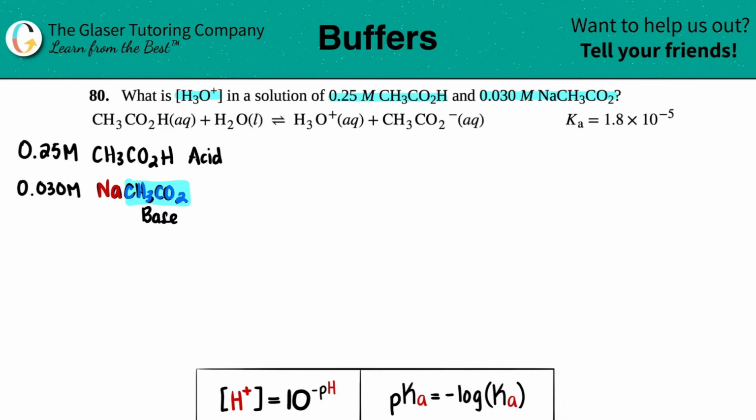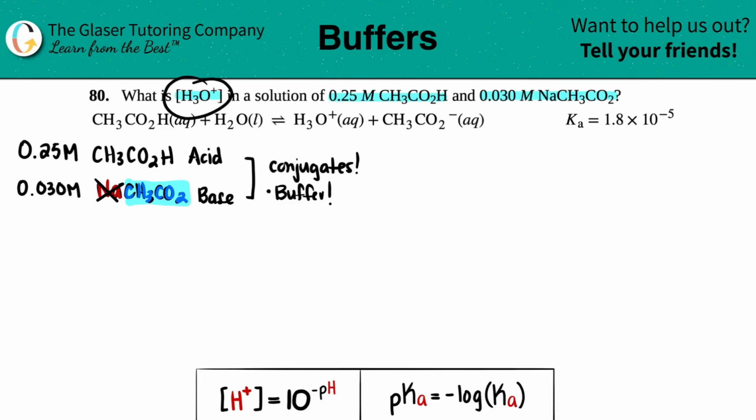Okay, the hard part is over. Now we just get rid of the sodium. We're only looking at the CH3CO2 and the acid, and since they are conjugates of each other, and we have amounts of both of them, this is a buffer system. When we think of buffers, especially if they're asking for an acidic component, we always like to use a really easy formula. It's way better than doing the ICE tables.